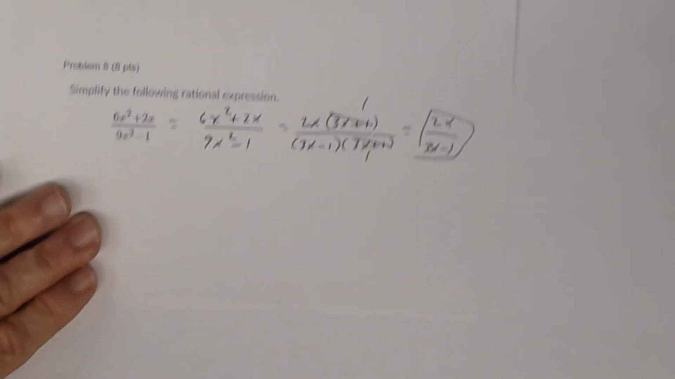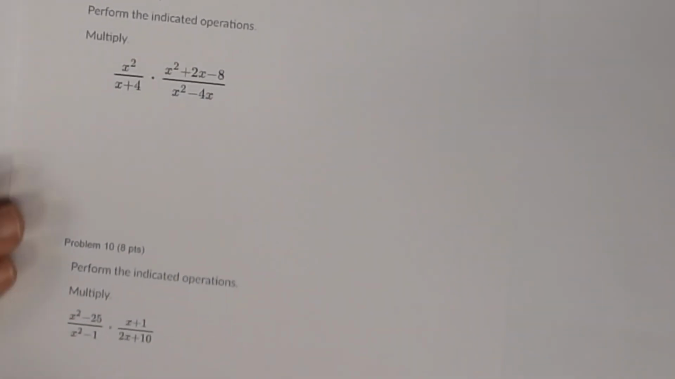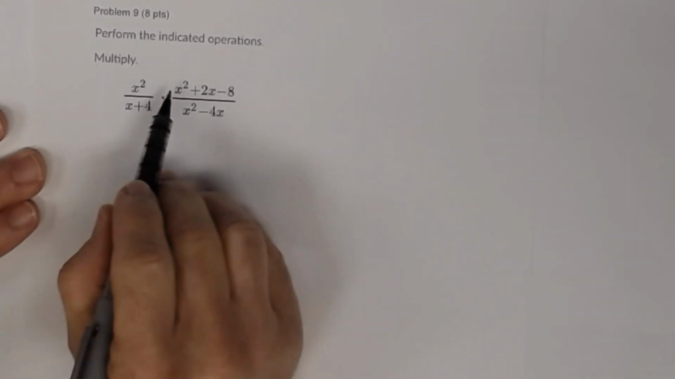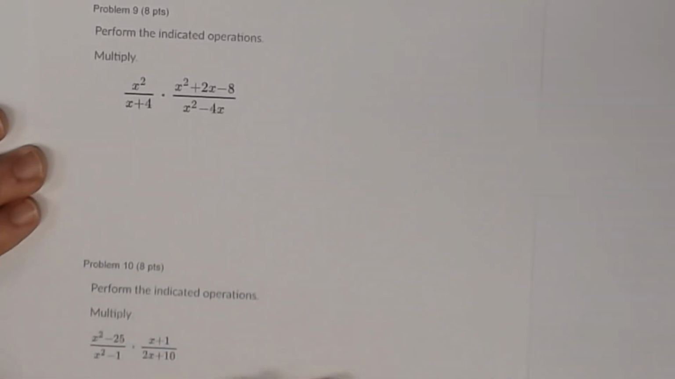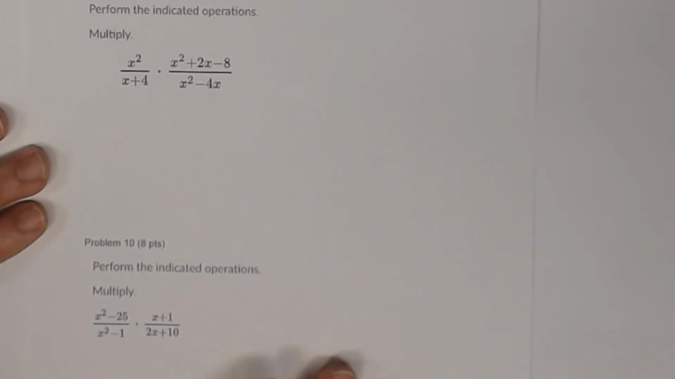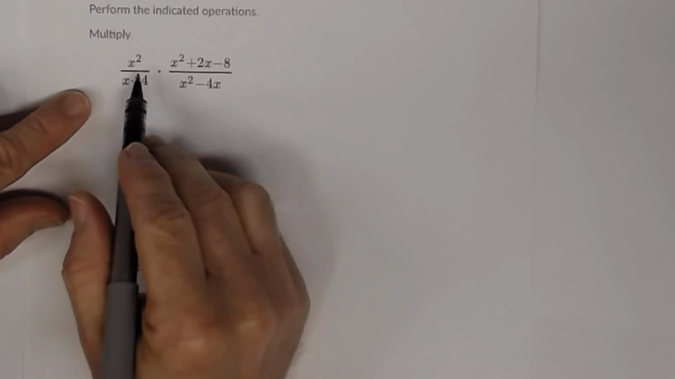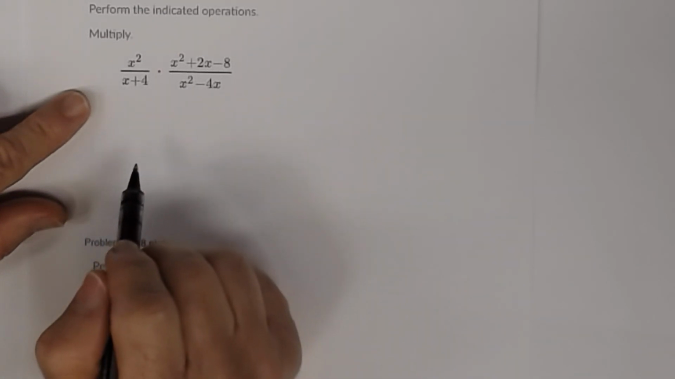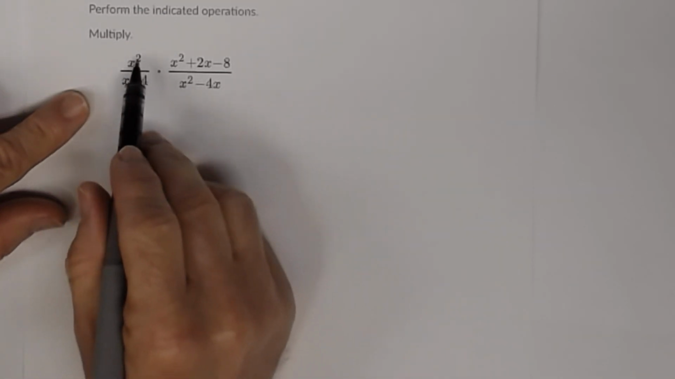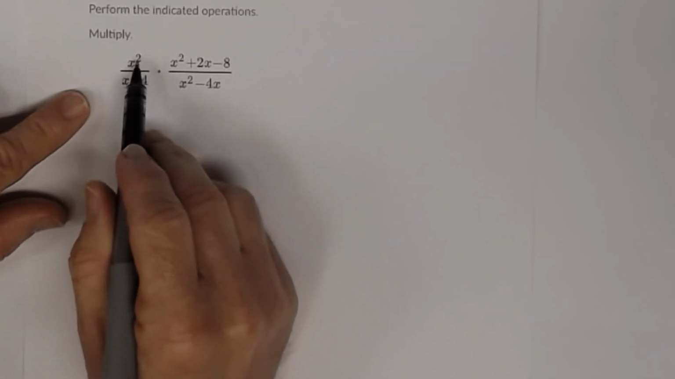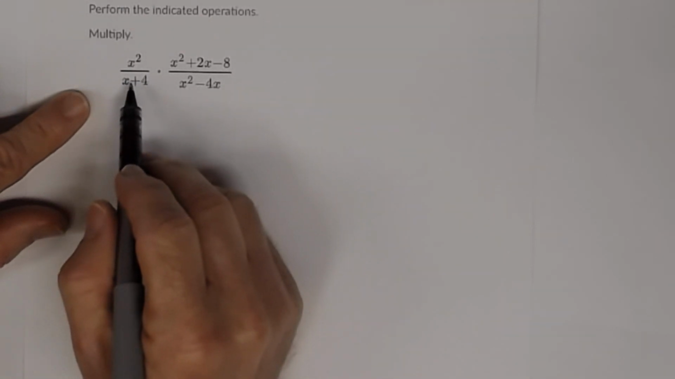So number 9, we have this for number 9. All right, so now you want to start performing certain operations. And in this case, you want to multiply these two rational expressions together. Okay, so when we do that, just as before, you have to factor the numerators and factor the denominators. Now, in that first rational expression, the numerator, those are monomial factors. I'm going to leave those alone.